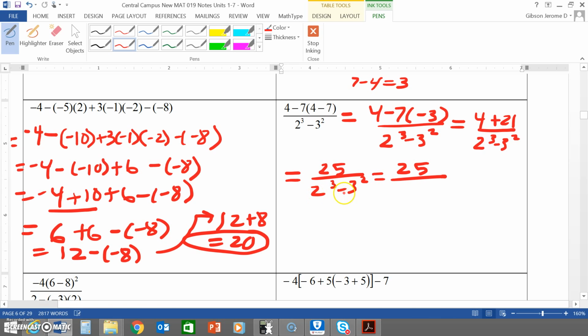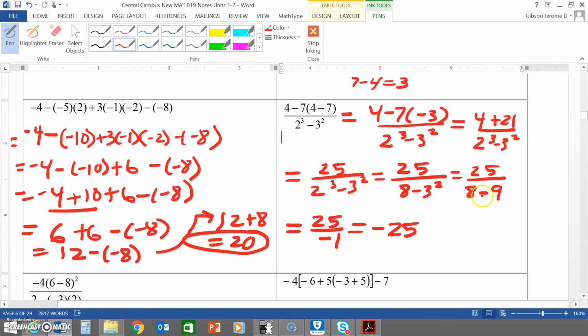Now we go to the denominator. We have no parentheses, but we do have exponents. So we do the exponents from left to right. So 2 to the third power is 8 minus 3 to the second power. So the 25 still remains. And we have 8 minus, and the only thing squared is the 3 here. 3 to the second power is 9. So now we have 25 over 8 minus 9 is -1. And 25 divided by -1 is -25.